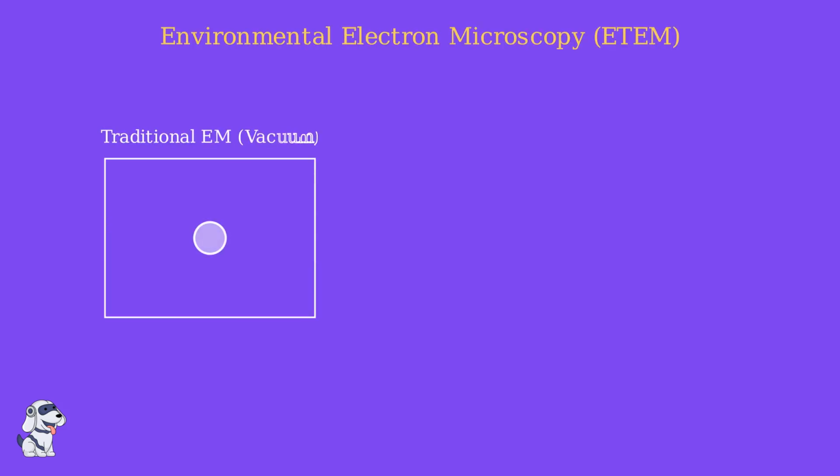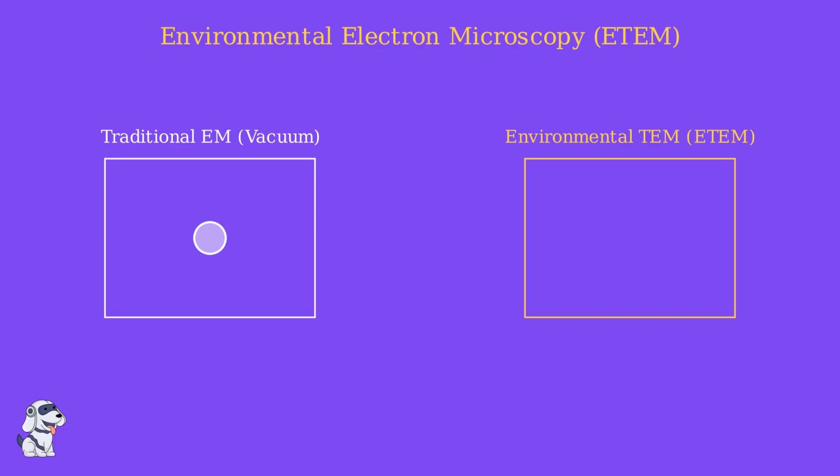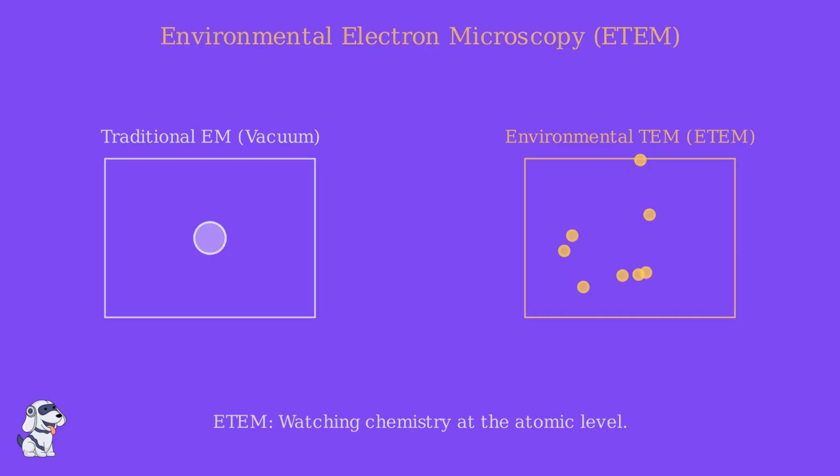Standard electron microscopes require a high vacuum environment to function, which forces specimens to be dehydrated and inactive. Environmental transmission electron microscopy, or ETEM, changes the game by allowing a gas-filled chamber inside the microscope. By introducing gases, we can watch chemical reactions and atomic interactions unfold in real time, just as they would in nature. This innovation is a major milestone, letting scientists observe life and material science processes in their true environment.